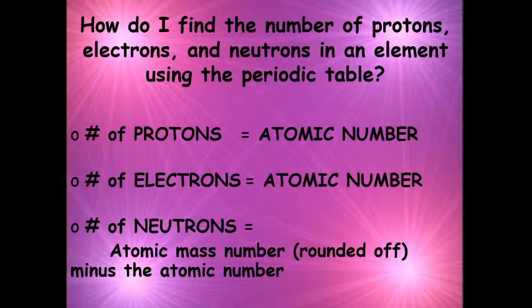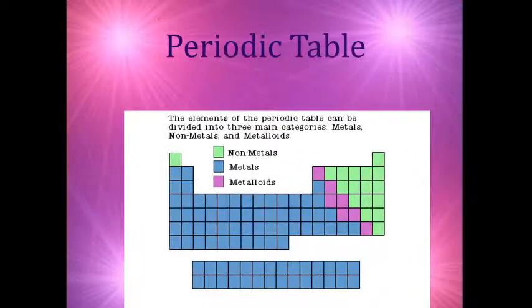So mass number means what? P plus N, which means protons plus neutrons. So you can also come to know how many neutrons are present in an element, right?